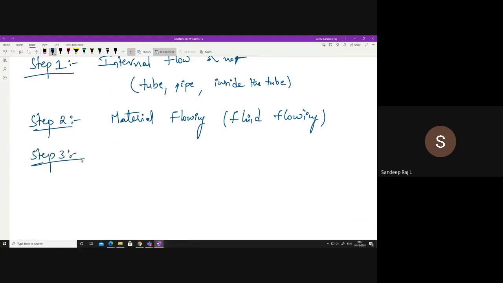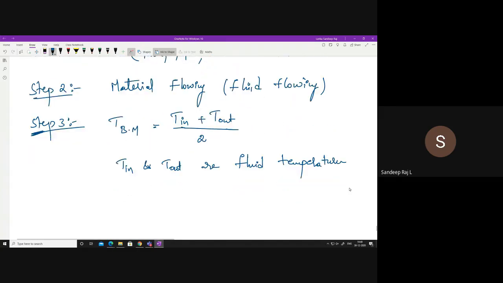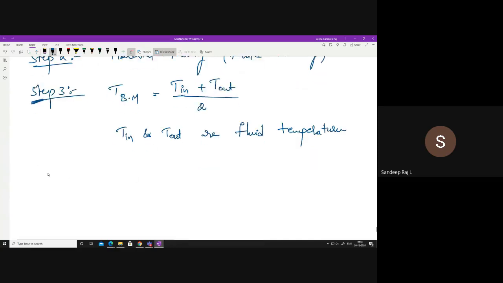The next step is to find out the bulk mean temperature. Bulk mean temperature is the average of T in and T out, that is T in plus T out by 2. That is the bulk mean temperature of the fluid that is flowing. Very important: T in and T out are fluid temperatures. Once you know this, the next thing is properties are evaluated or simply taken at T bulk mean.